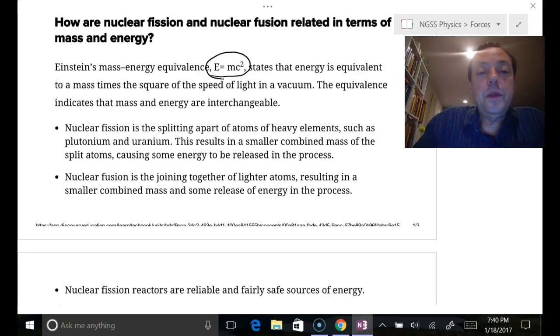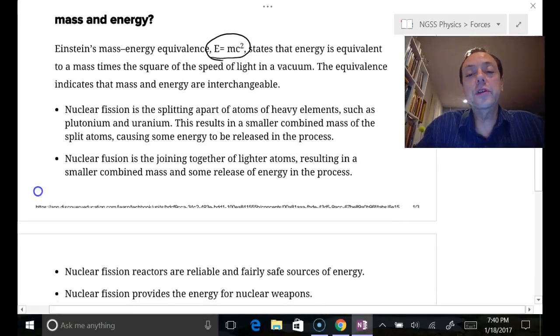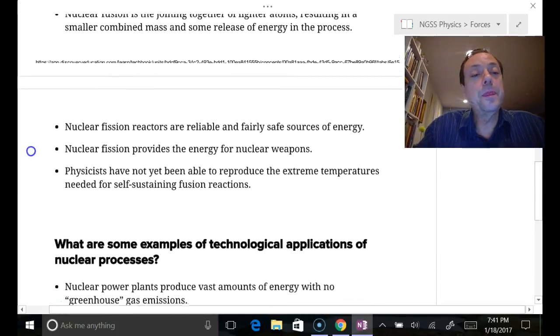Nuclear fission is the splitting apart of atoms of heavy elements such as plutonium and uranium. This results in a smaller combined mass of the split atoms, causing some of the energy to be released in the process. Nuclear fusion is the joining together of lighter atoms, resulting in a smaller combined mass and some release of energy in the process.